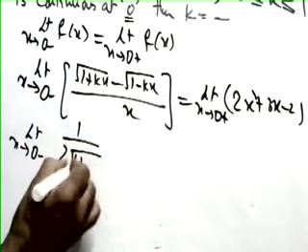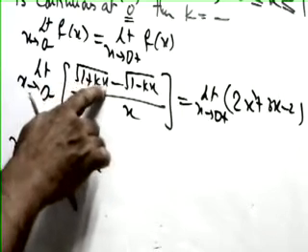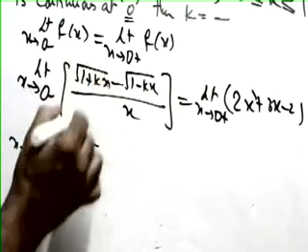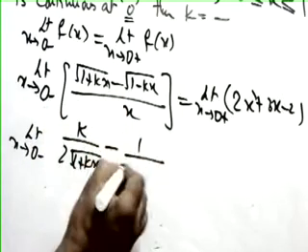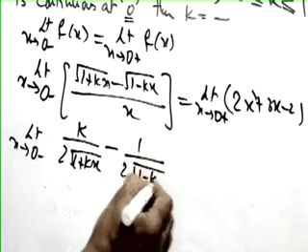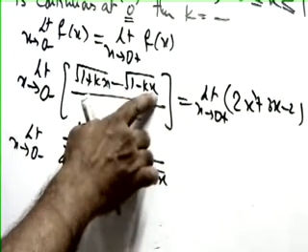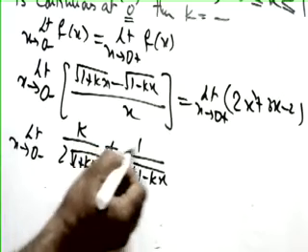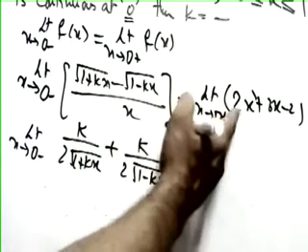Now d by dx of root x we know is 1 by 2 root x. Internal differentiation: the constant 1 gives 0, d by dx of x is 1, 1 into k is k. In the same way, minus d by dx of root x is 1 by 2 root x. If you differentiate internally, 1 is a constant, 0, d by dx of x is 1, 1 into minus k, and again minus, so this will be plus k.